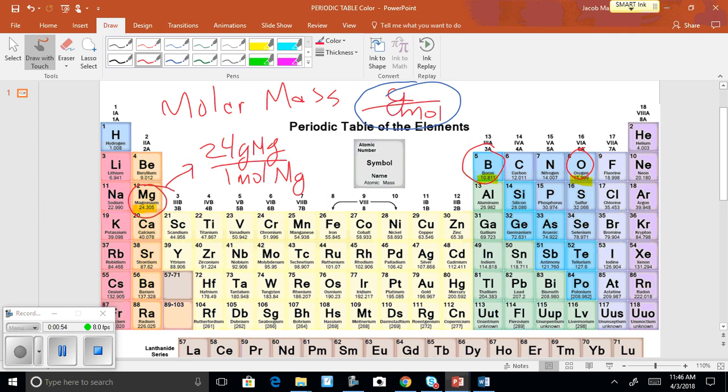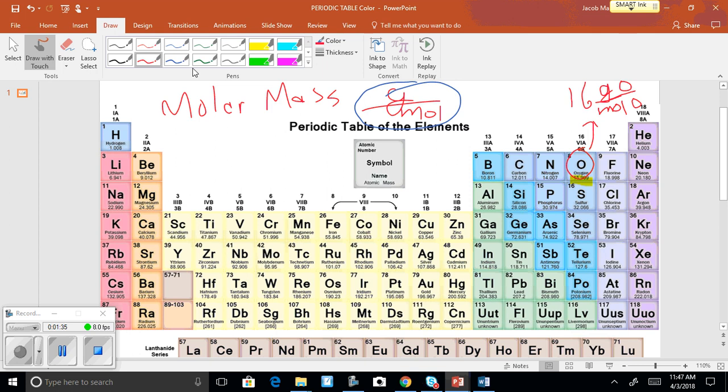So once again, if I do boron, boron is, I'm going to round that 10.8 to 11, so it's 11 grams of boron per mole of boron. So try to do oxygen right now and see if you can get it. So pause it and see if you can get oxygen. Okay, oxygen's molar mass, it's 15.9, so I'm going to round that to 16 grams per mole. Grams of oxygen per mole of oxygen.